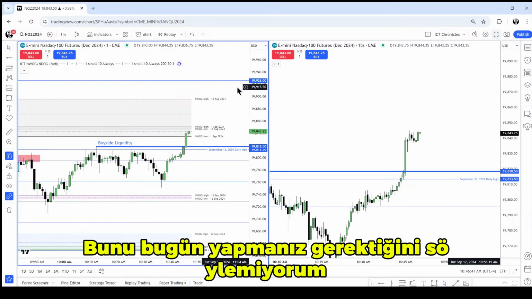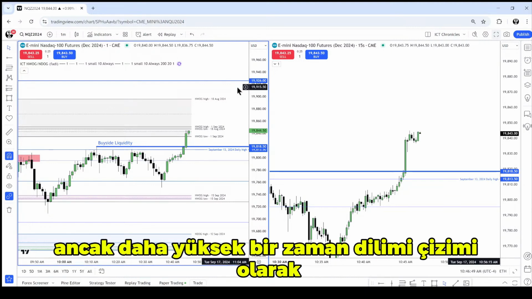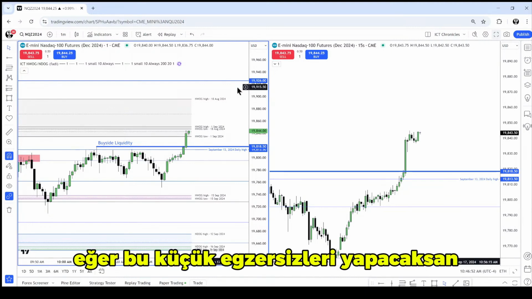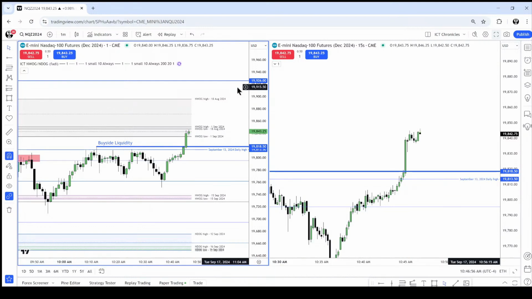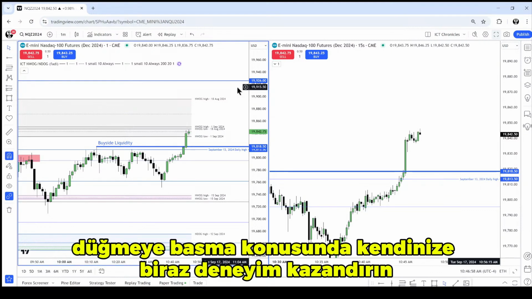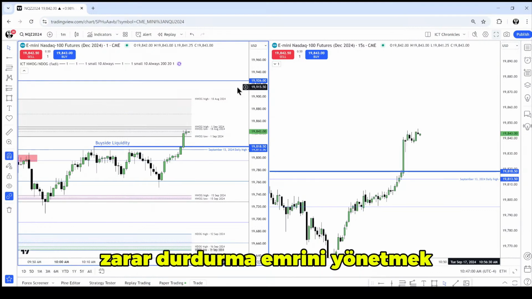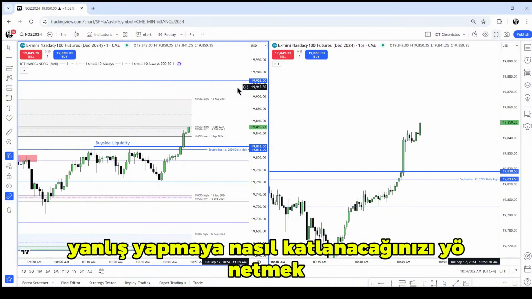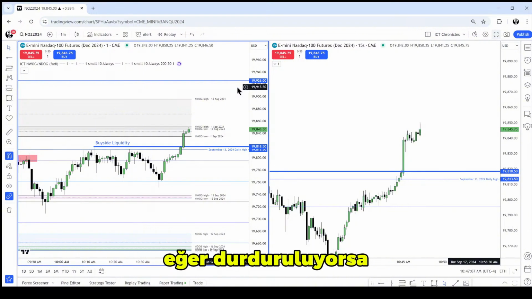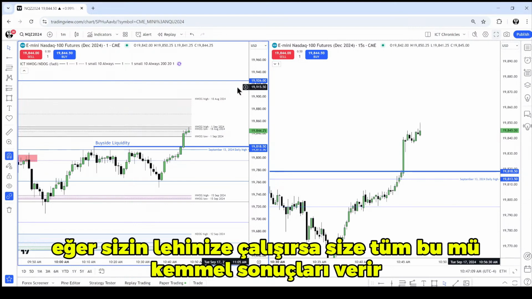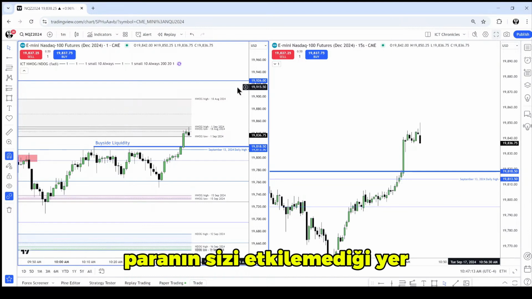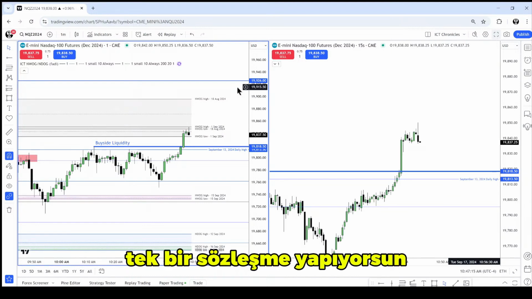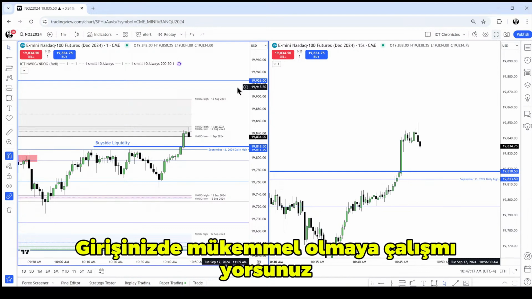I'm not saying you need to do it today, but as a higher time frame draw, if you're going to be doing these little exercises to get yourself desensitized to getting into trades, get yourself some experience pushing the button, managing a stop loss, managing how you're going to endure getting it wrong if you're stopped out, or if it runs in your favor. It gives you all these perfect little laboratory conditions where you're not influenced by the money. You're doing one contract. You're not trying to pyramid. You're not trying to be perfect with your entry.